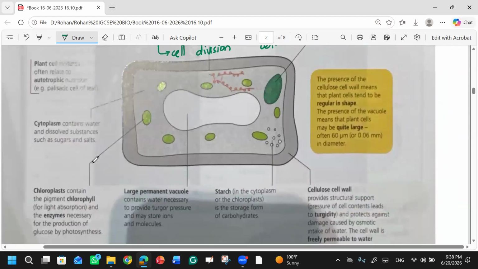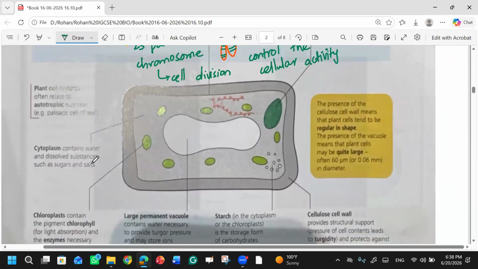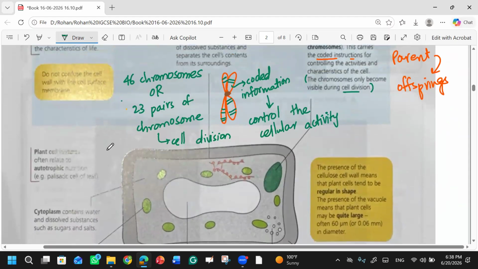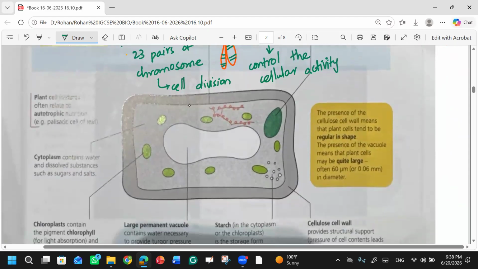Okay, then we have to discuss the plant cell. What are the things present in the plant? The cell membrane is common. This inner one is the cell membrane. It is common in both plant cells and animal cells.